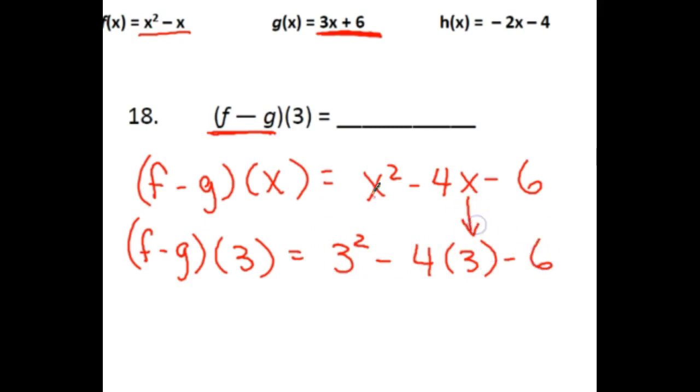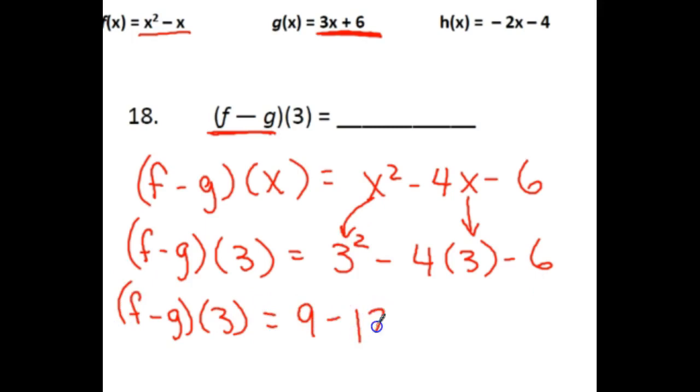So in place of the x, I'm going to put in the number 3. So this is going to be equal to 3 squared is going to be 9 minus 12 minus 6. And so that would be equal to a negative 9.